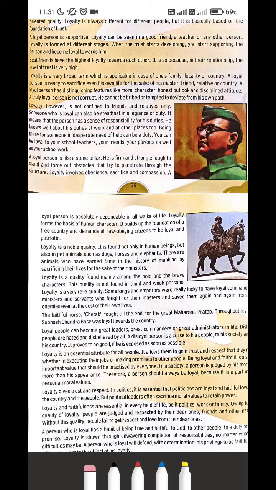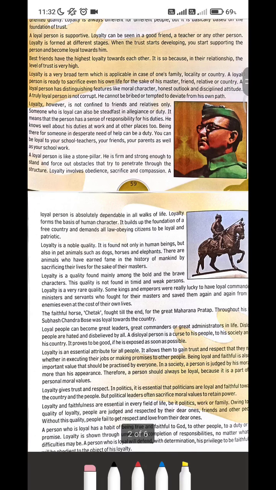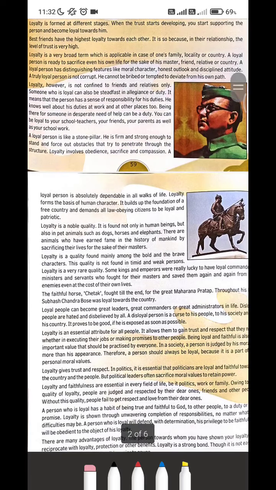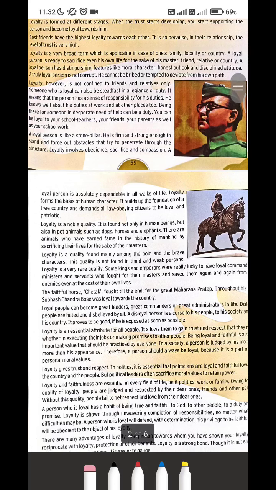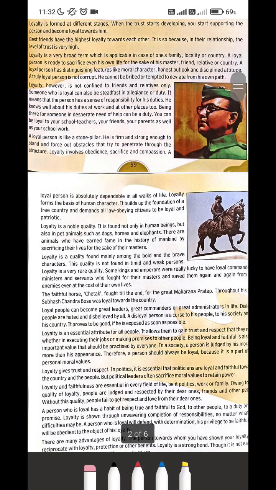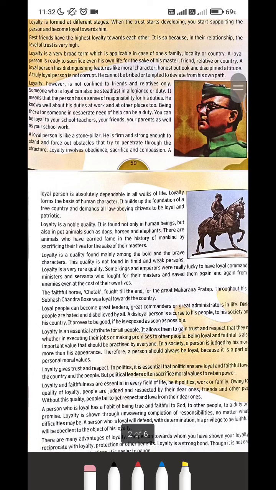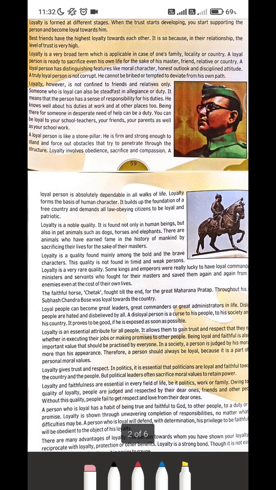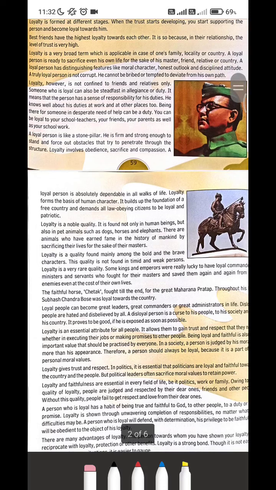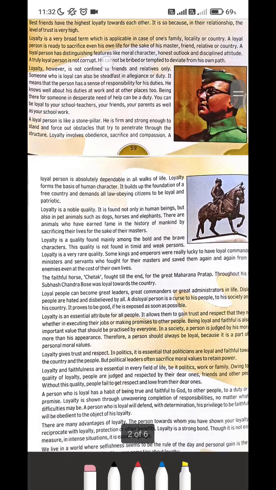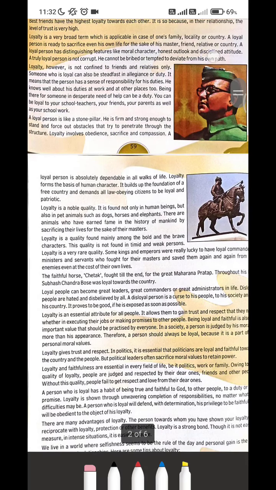Loyalty is a very broad term which is applicable in case of one's family, locality, country. A loyal person is ready to sacrifice even his own life for the sake of his master, friend, relative, or country. A loyal person has distinguishing features like moral character, honest outlook, and disciplined attitude. A truly loyal person is not corrupt. He cannot be bribed or tampered with to deviate from his own path.